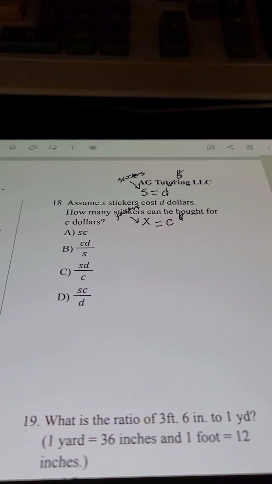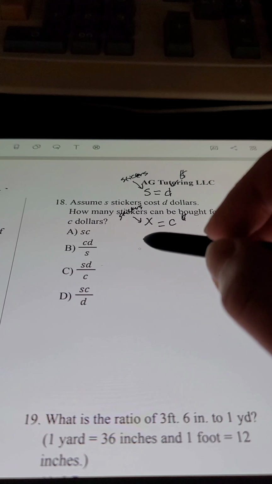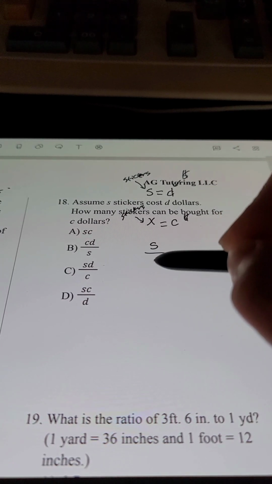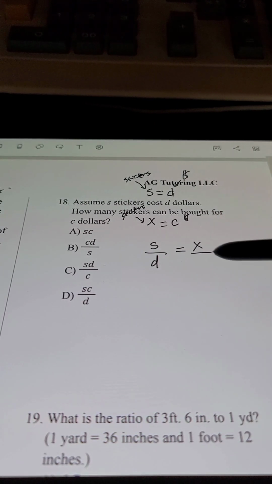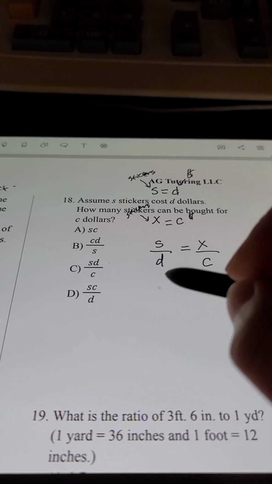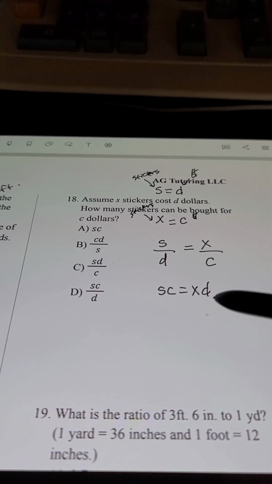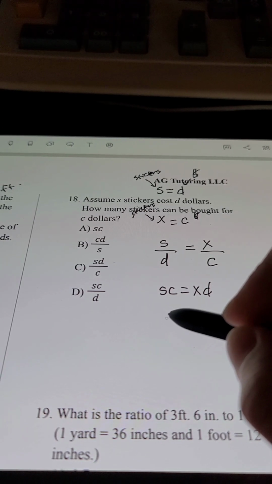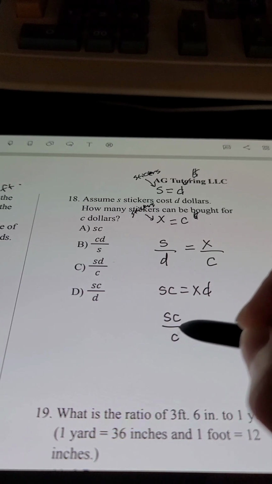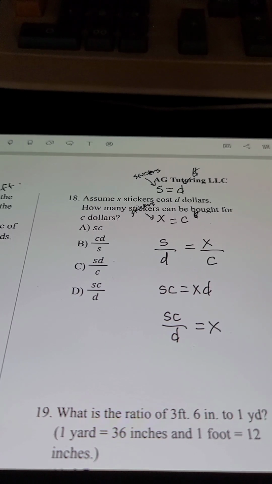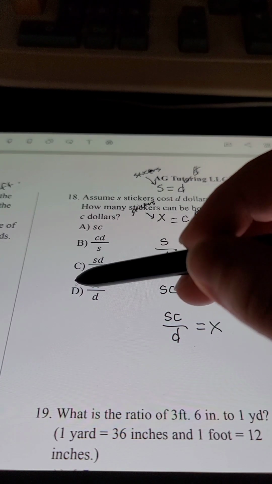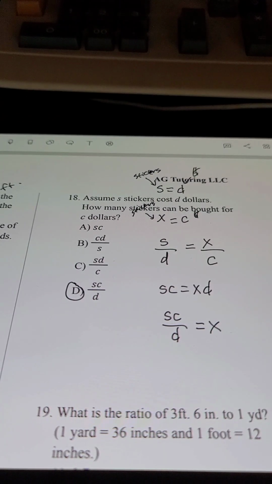So let's set up a direct proportion and then just solve for X. So I'm going to have S is to D as X is to C. Cross multiply, I get SC is equal to XD. Divide by D on each side to get X by itself. And that's going to be SC over D is equal to X. So that's just answer choice D.